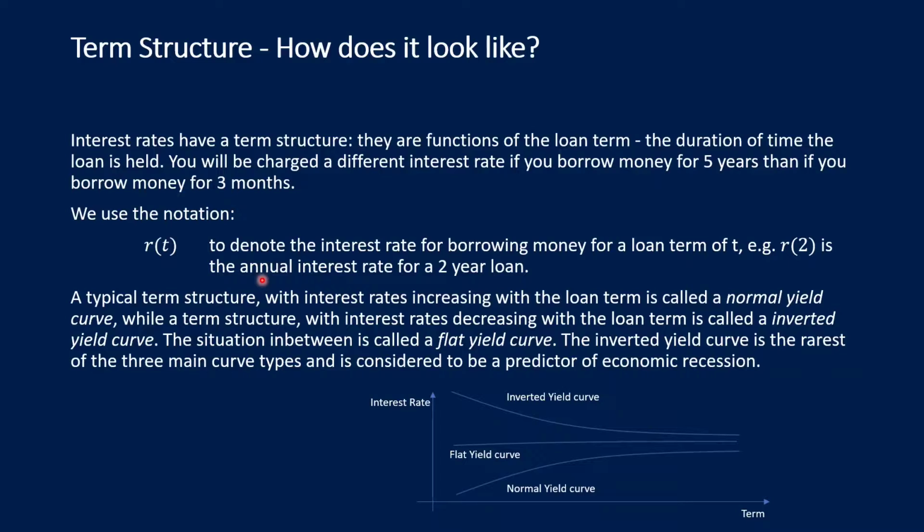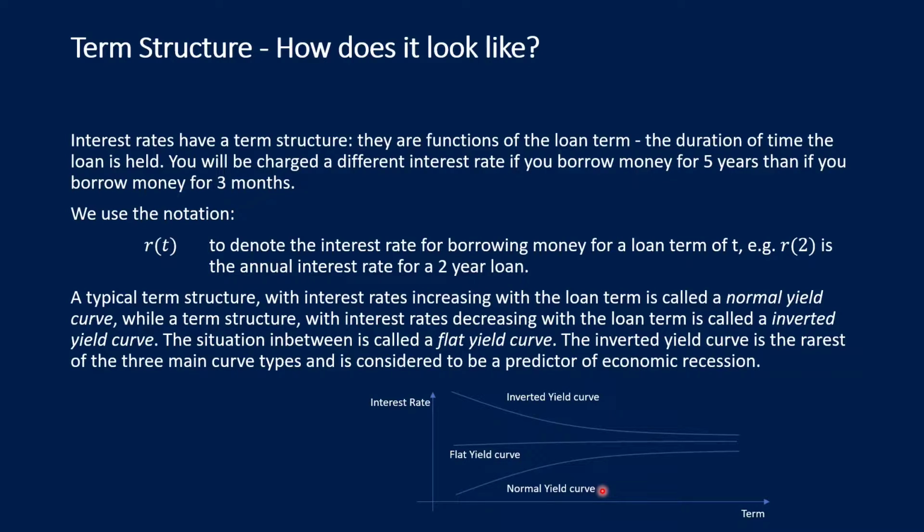A typical term structure with rates increasing, we see it here. It starts with a low interest rate and goes up. This is what we call a normal yield curve. Why is it a normal yield curve? Because we see it most of the time like this.